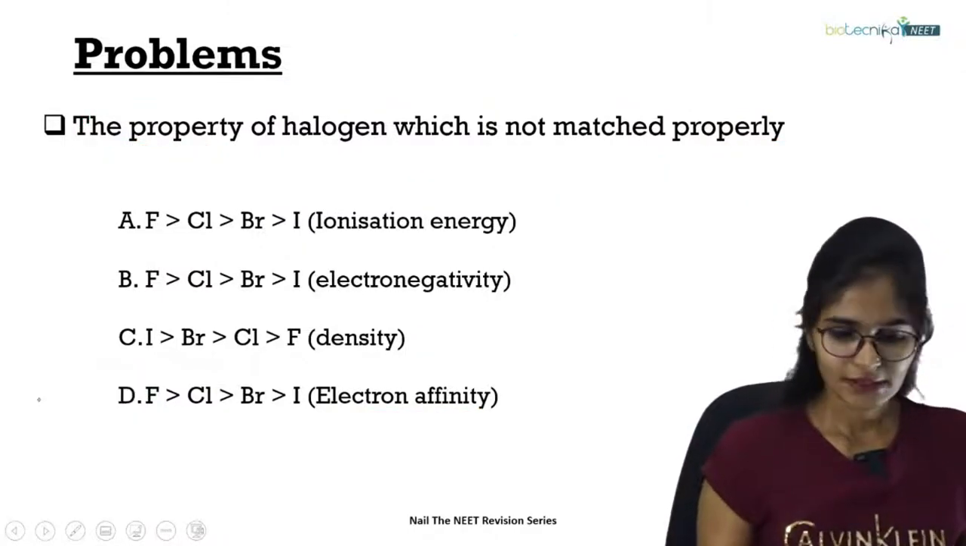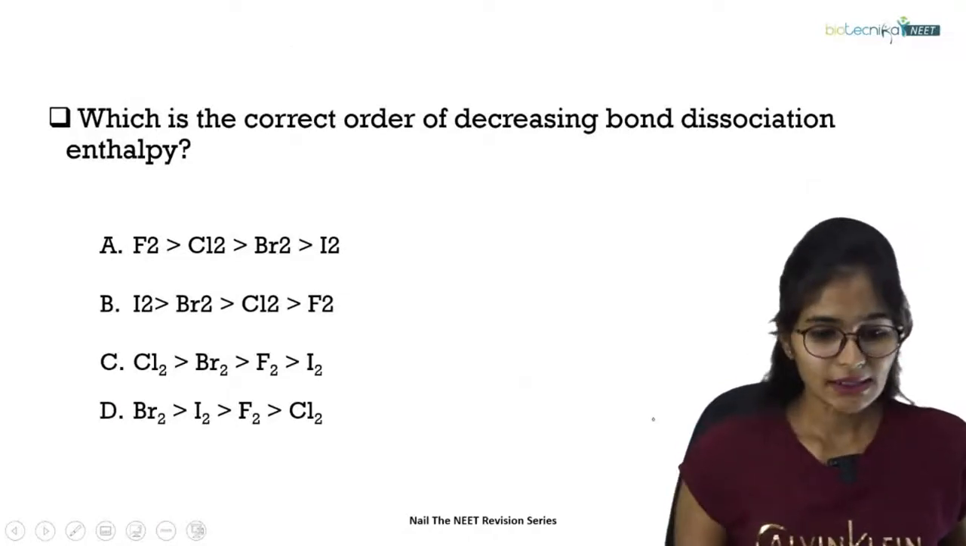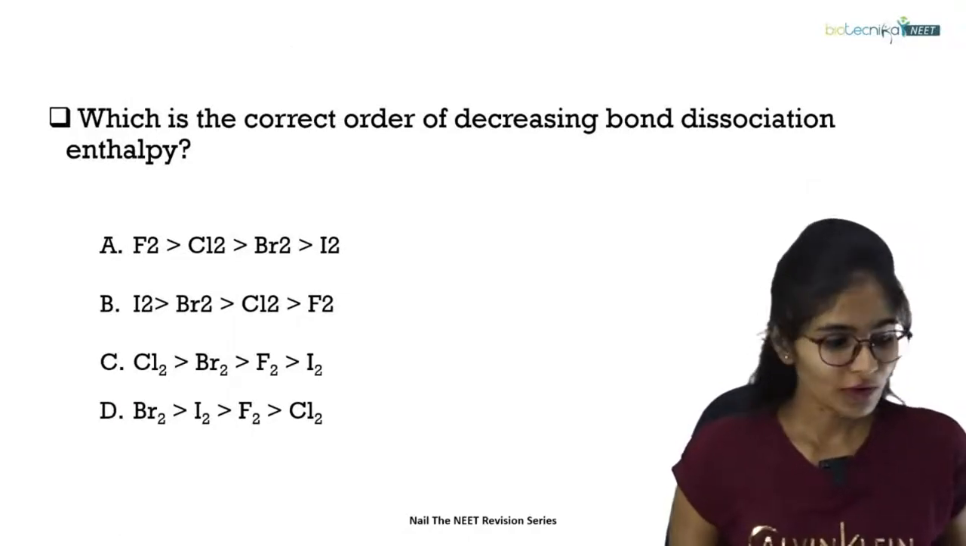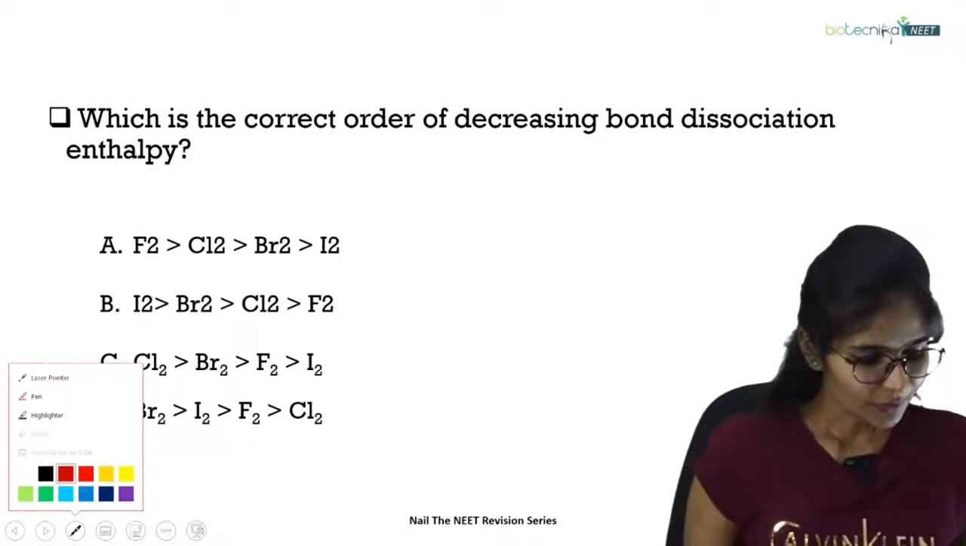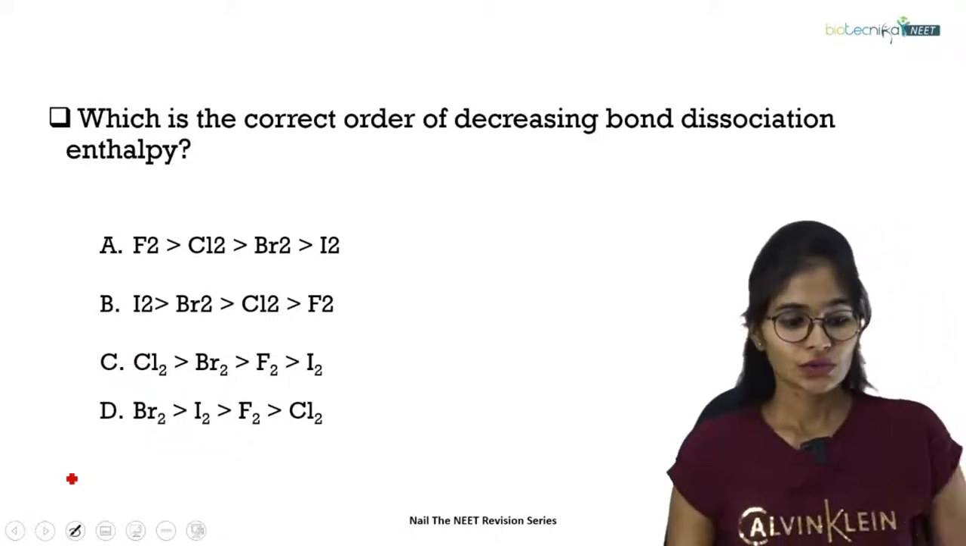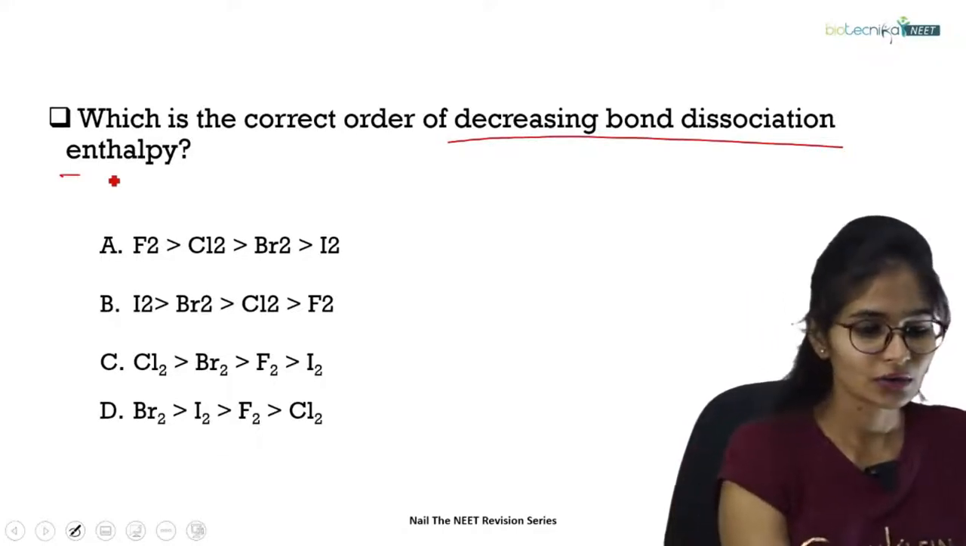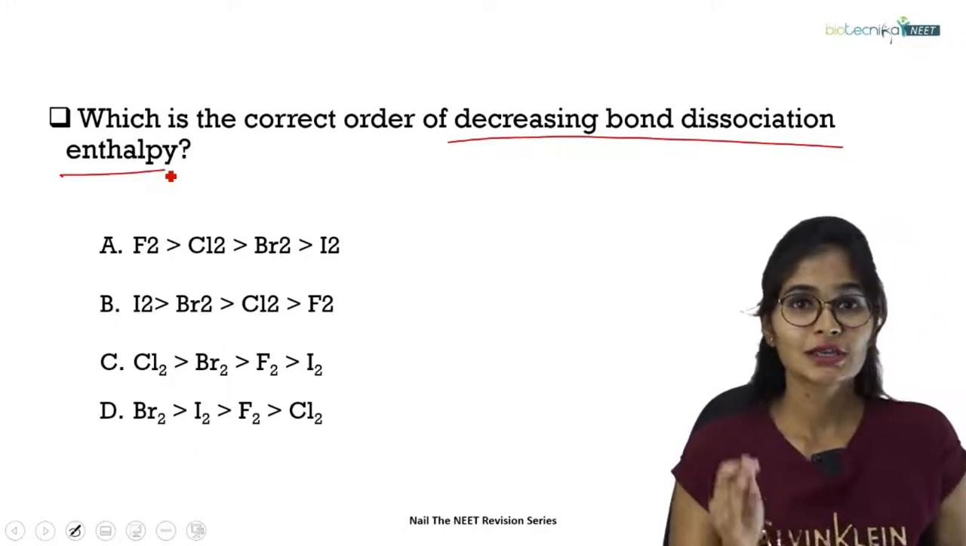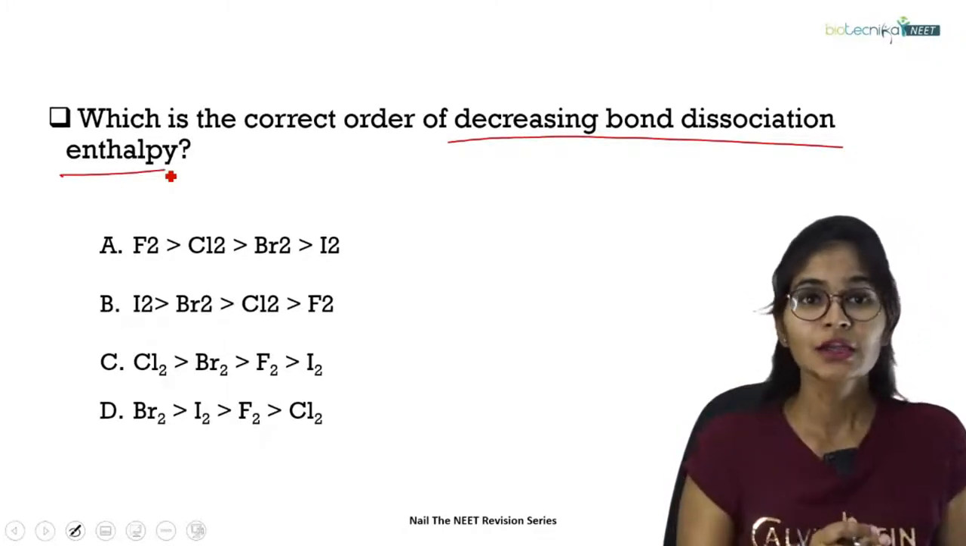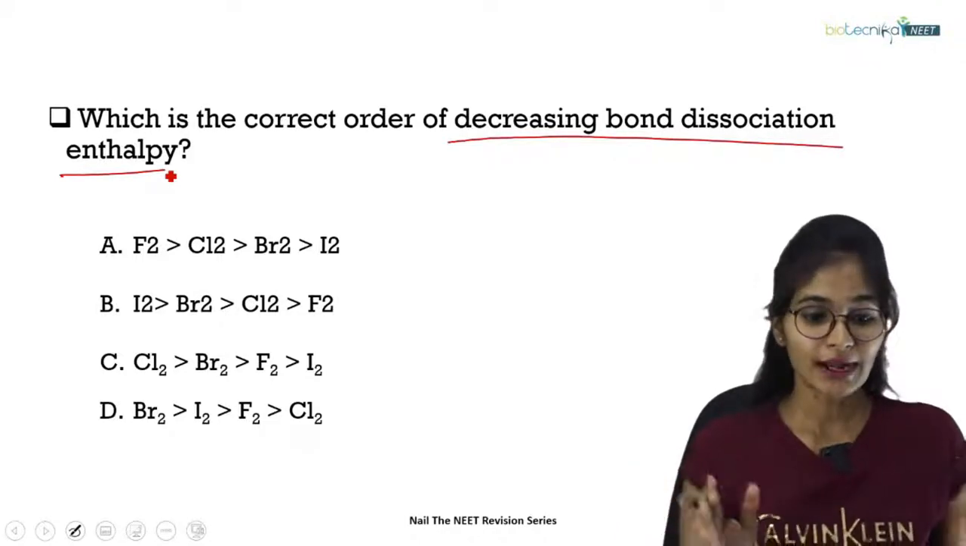Now coming to the next question, which is the correct order of decreasing bond dissociation enthalpy? So for the bond dissociation enthalpy, students, you have to choose for the decreasing bond dissociation enthalpy. So how much energy you are applying to dissociate the molecule, that is what they are asking.